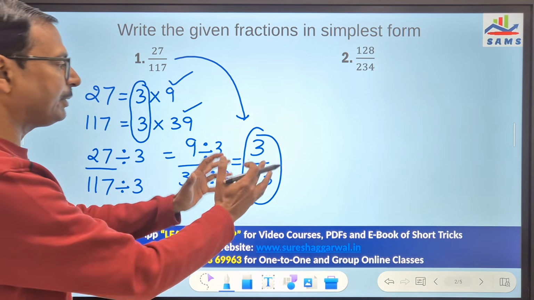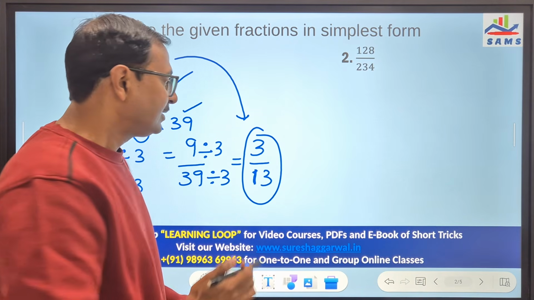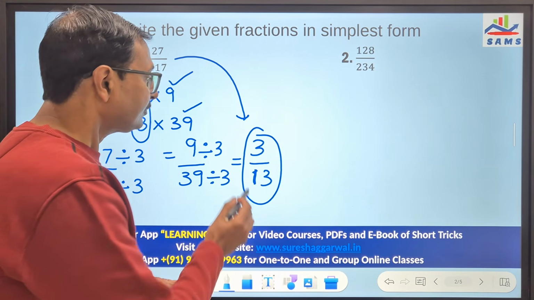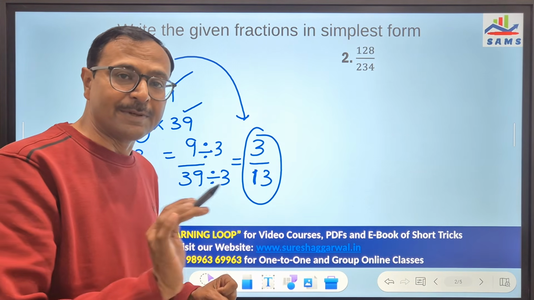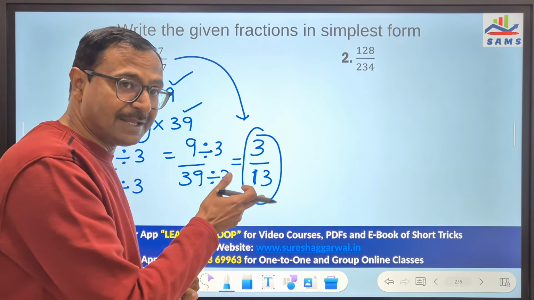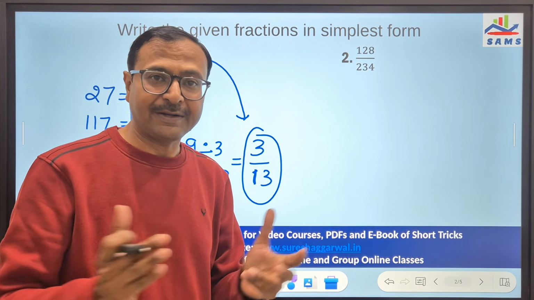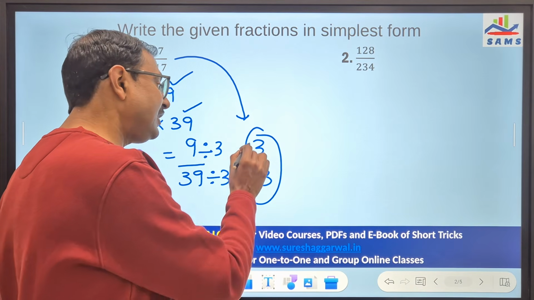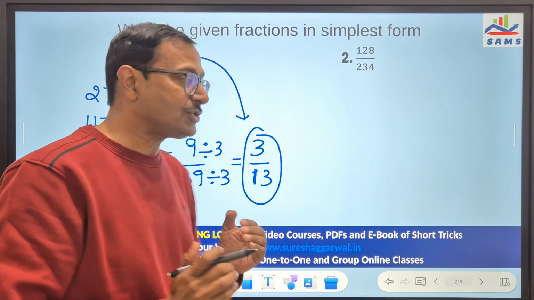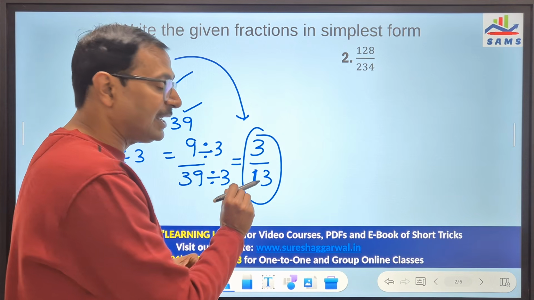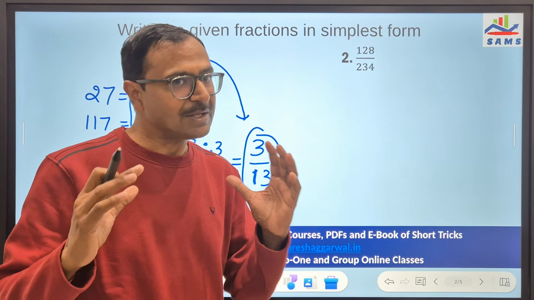Now why did I stop here? That is also very important. 3 and 13 don't have any more common factors. If you obtain prime numbers, like 3 is a prime number and 13 is a prime number, both are prime, they will not have any common factor except one. Even if one of them is prime, you just have to check whether, like here 3 is prime, so 3 doesn't divide 13, so automatically that is the simplest form.